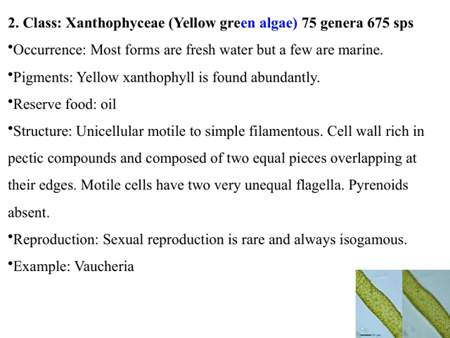When it comes to reproduction, sexual reproduction is quite rare in Xanthophyceae, and when it does occur, it is always isogamous, meaning the gametes are similar in size and shape. An example of this class is Vaucheria, which helps us visualize the typical features and structure of these algae. So, in summary, Xanthophyceae are fascinating mainly because of their unique pigments, cell structure, and reproductive strategies, all of which fit into the larger picture of algal diversity and adaptation.